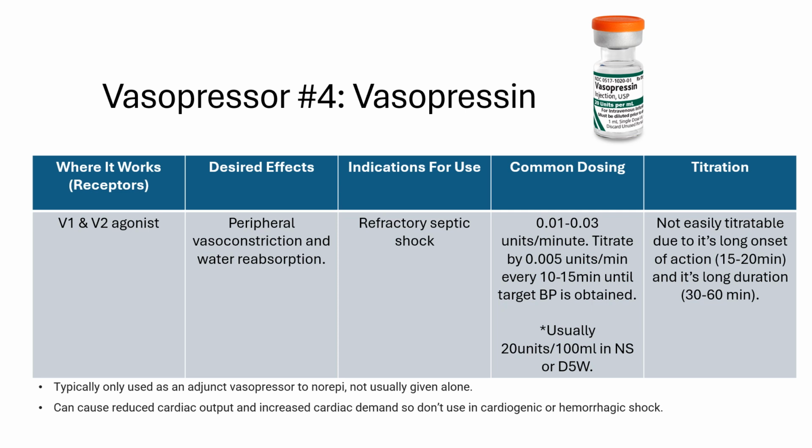Typically, we're also not going to use this with our cardiogenic or hemorrhagic shock patients because it can reduce cardiac output and it will cause more cardiac demand, so it's not a great option. So you really have to be specific on who you use this with. Like I said, most of the time it's given with norepi as an adjunct, but again, it kind of depends on the patient, the MD's preference, comorbidities of the patient, etc.